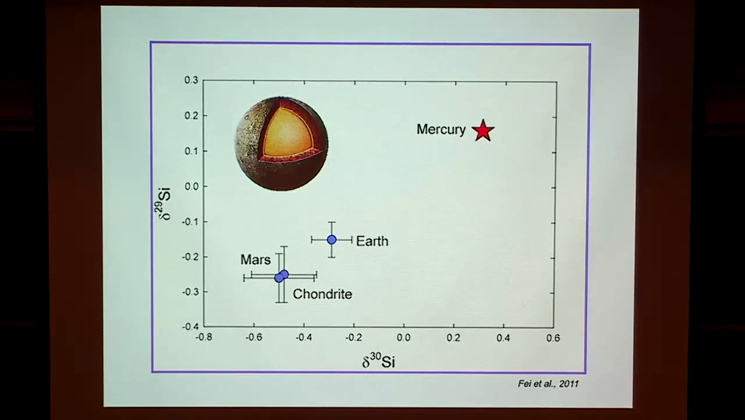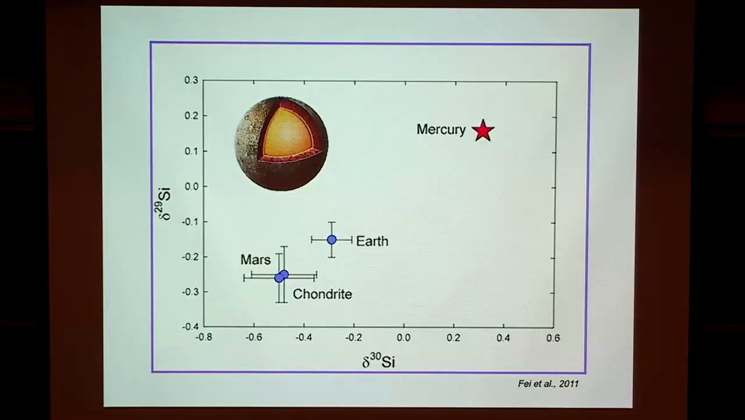Some OIBs, some hotspots, are actually about 0.1 per mil lower in delta 30 Si, shifted towards chondrite. So Matt is saying that there are some OIBs that push the Earth value towards chondrite by about 0.1 per mil. I didn't know that.